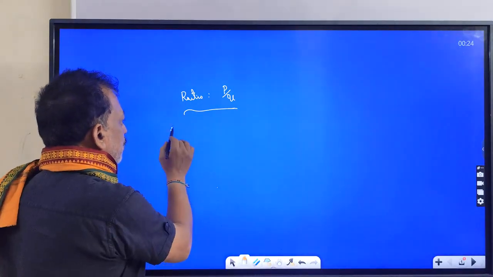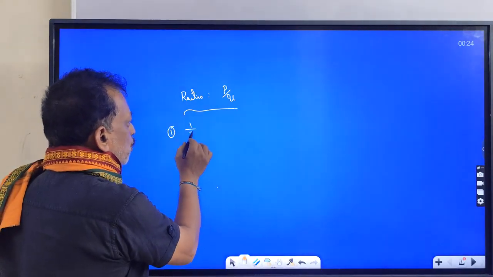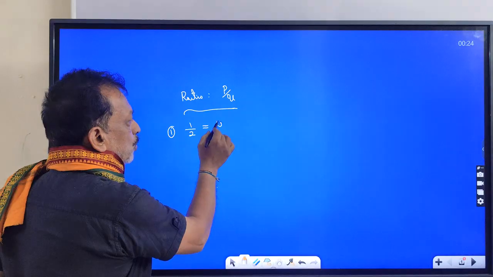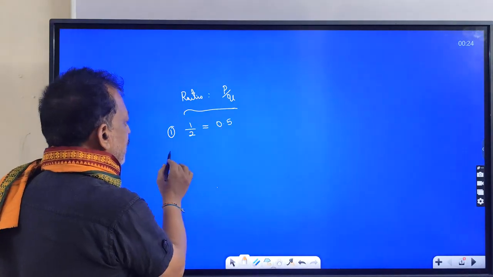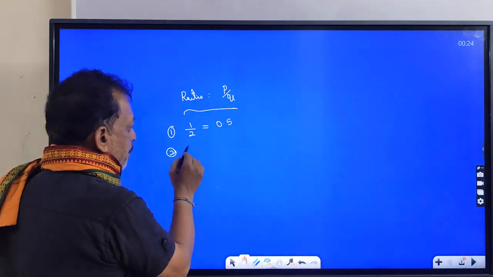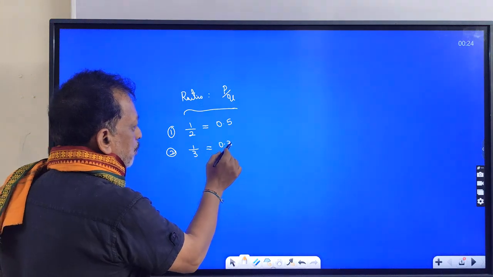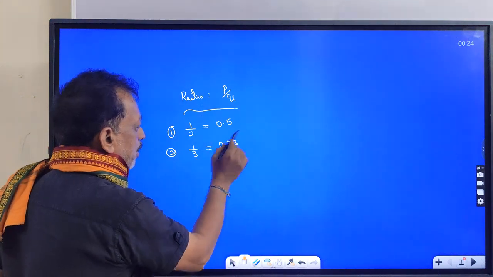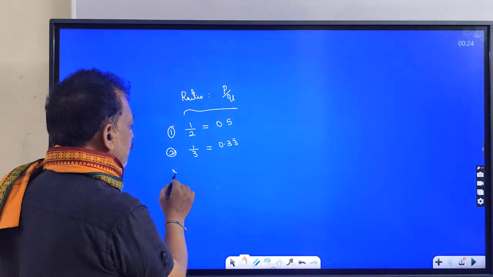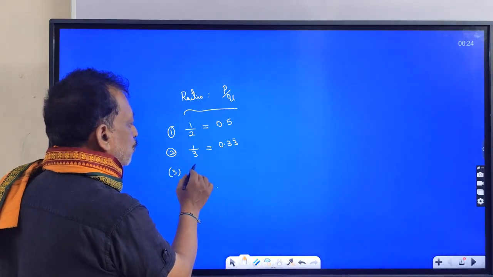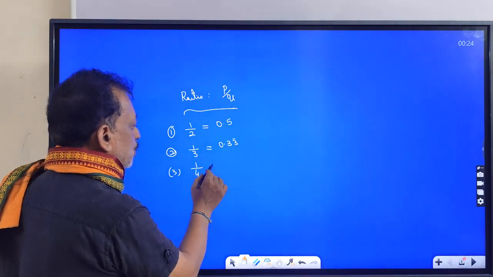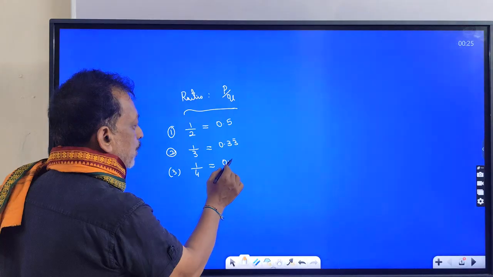Now you have to know these values. 1 by 2 is equal to 0.5. Next, 1 by 3. What is 1 by 3? 0.33, with a bar you can put. Now the third one is 1 by 4. 1 by 4 is equal to 0.25.